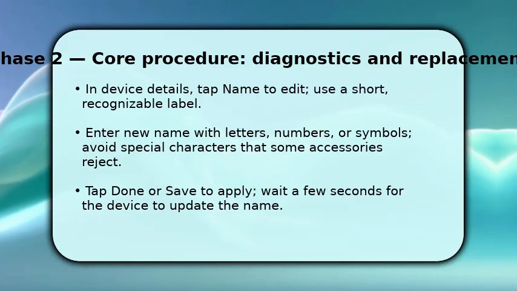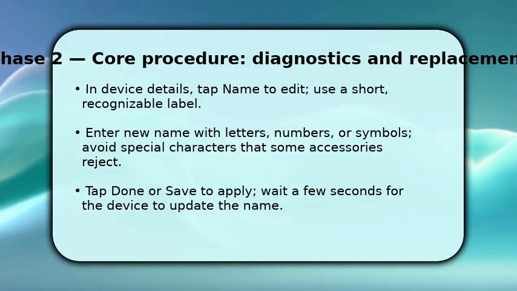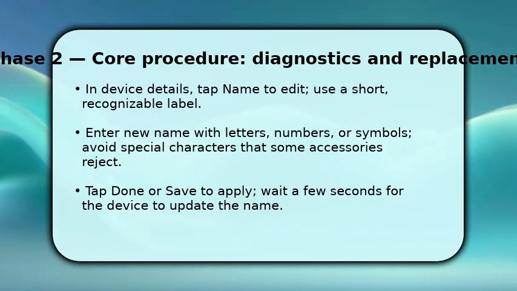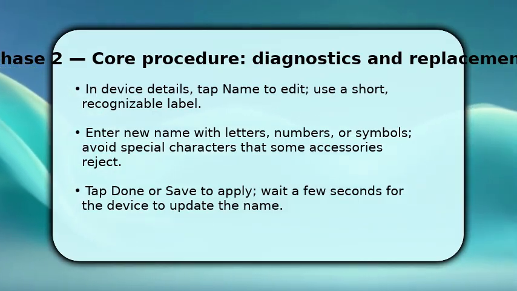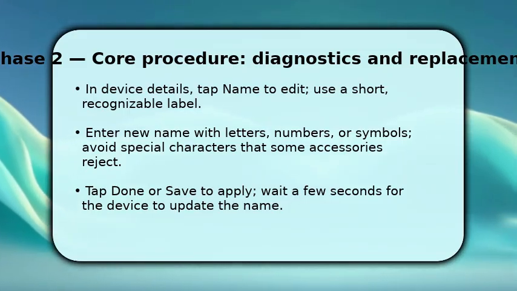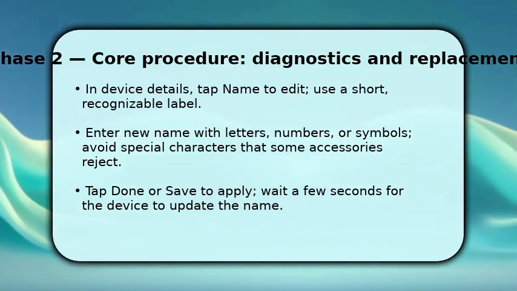You want to spot it quickly in lists, and avoid exotic special characters because some accessories won't accept them. Once you finish typing, tap Done or Save to commit the change, and then wait a few seconds so the phone and accessory sync the new name. If the device doesn't immediately show the updated name, close Settings and reopen Bluetooth to confirm the change.